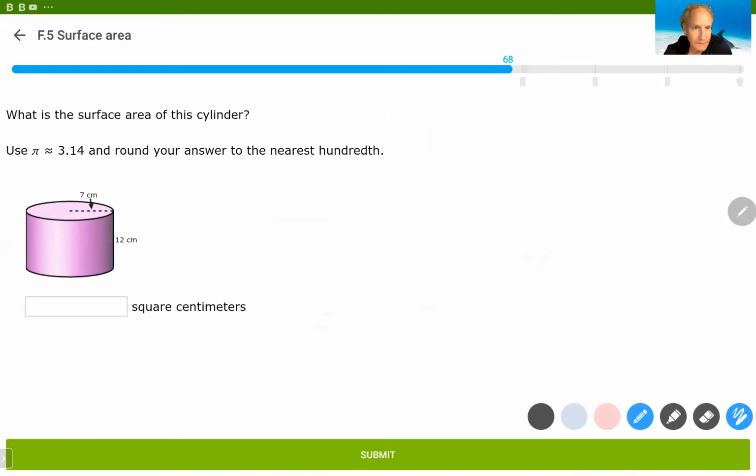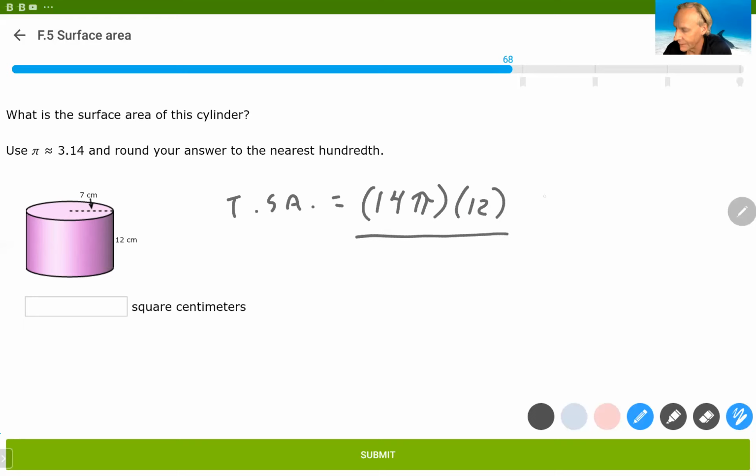Another surface area of the cylinder, and we're looking at our total surface area. And this time I'm going to simplify it a little bit. We want the lateral surface area, which is the circumference. That's the 14 pi, times the height, which is 12. This is the lateral surface area, plus 2 circles. And I've got the top and the bottom are circles, and that is 49 pi. It's pi r squared.